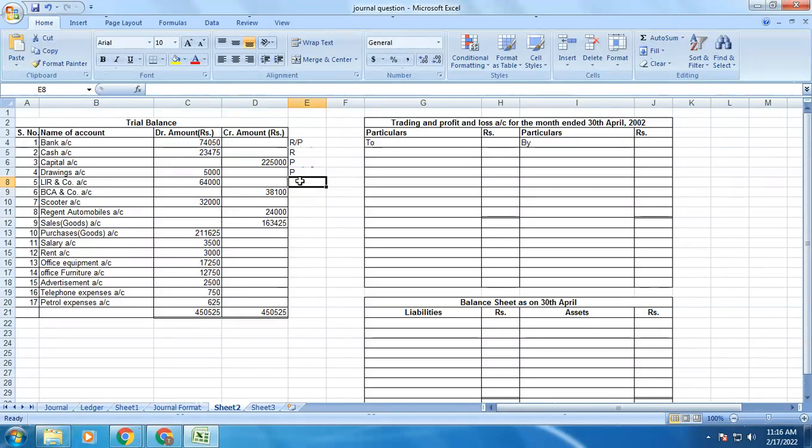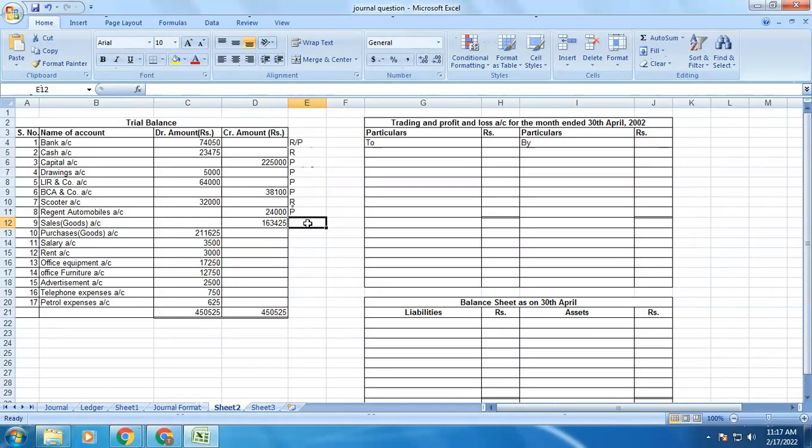LIC and BCA and company, what type of accounts? Personal accounts. Scooter account, scooter is real, right? Scooter has an existence and can be sold, so that is why it's real. Regent automobiles account, Regent automobiles personal account, an organization the business is dealing with.